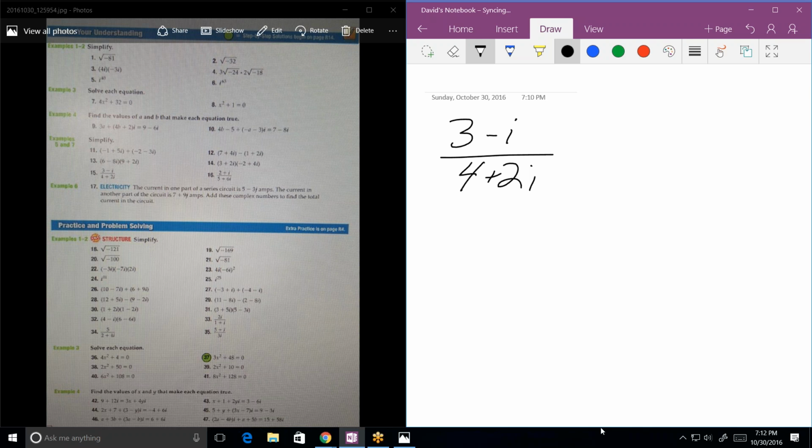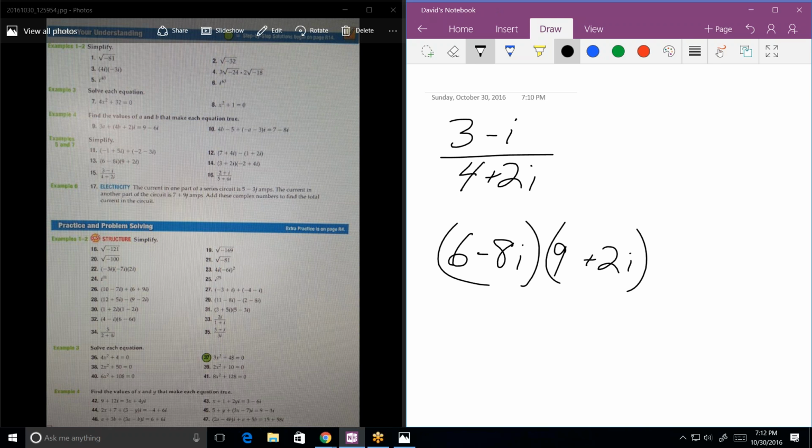I honestly think we should do one of these. Let's just do it real quick, and then we'll get back to your homework one. Yeah, no problem. Multiply that times this. FOIL it. What do you get?